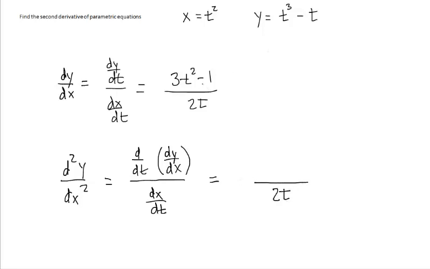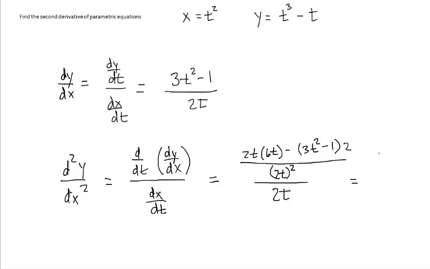And now, in order to find the derivative of our first derivative, we're going to need to use the quotient rule. So we have 2t times the derivative of 3t squared minus 1, which is 6t, minus 3t squared minus 1 times the derivative of 2t, which is 2, all divided by 2t squared. And now we're going to simplify.